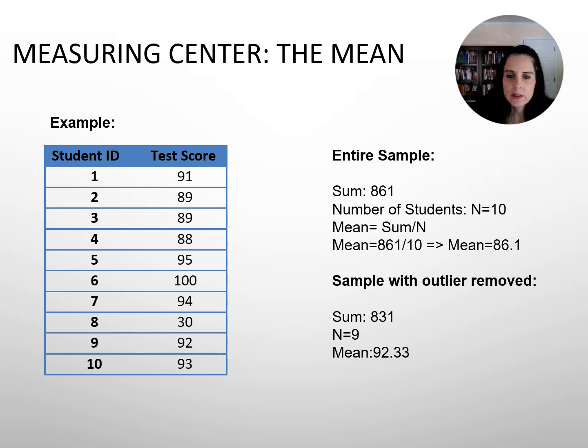The question is, how much would the mean change if we don't take this outlier into account? If this outlier is not taken into account when we compute the average, we only have 9 students, a total of 131, and the overall mean is 92.33.